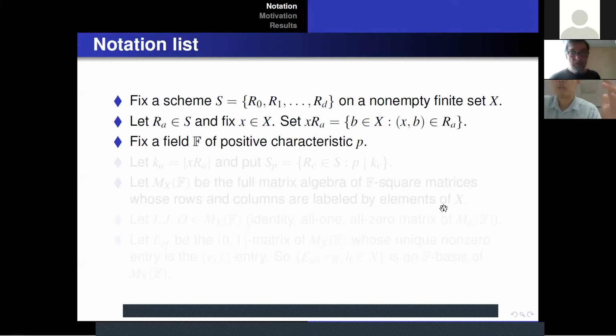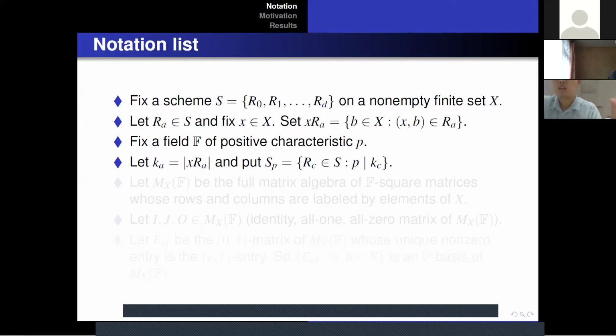We fix a field F of positive characteristic p, so p is a prime. Let k be the size of the set xRi. k is also called the valency of the relation Ri. And here we put Sp. What is Sp? Sp is the set of all relations of S whose valencies are divisible by p.